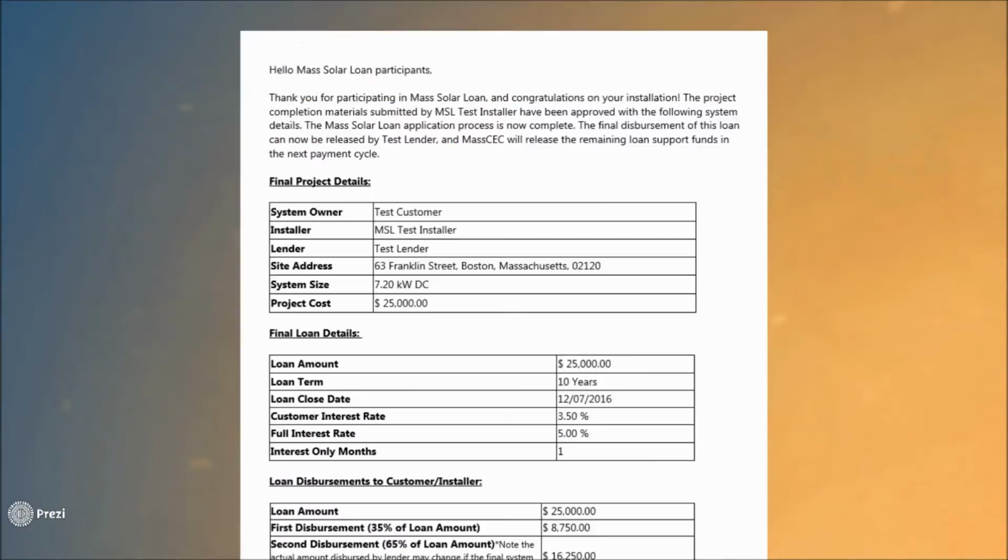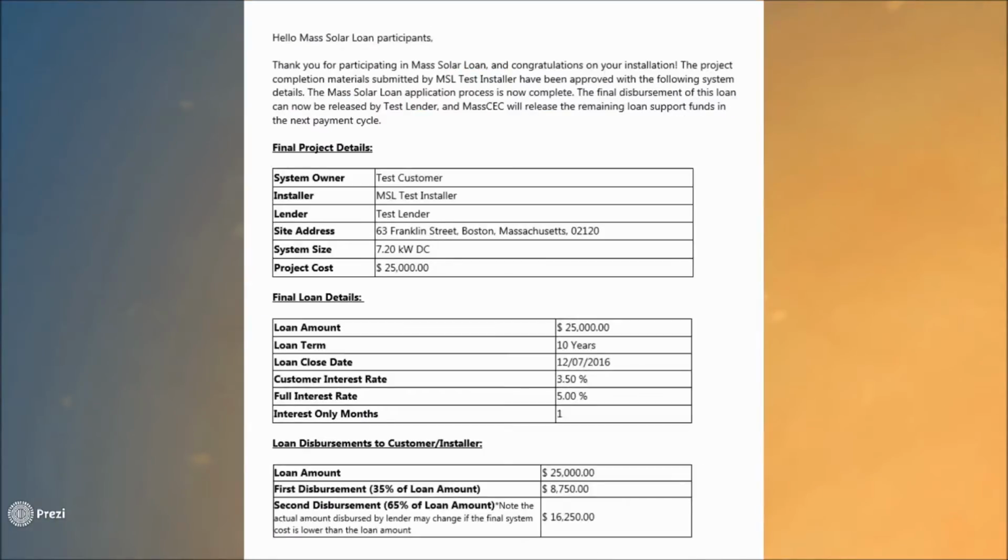This email serves as confirmation for the lender to release the final 65% loan disbursement. If the customer was found eligible for income-based loan support, the payment will go out directly from MassCEC to the lender in the month following their project completion approval. For example, if a project completion is approved in January, the income-based loan support payment will be a part of the February billing cycle.